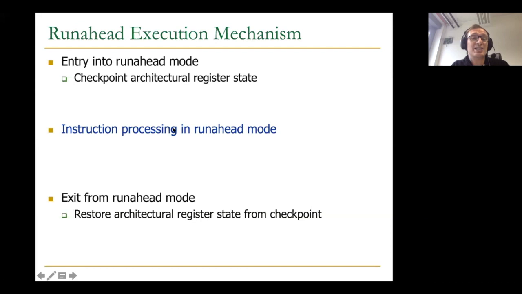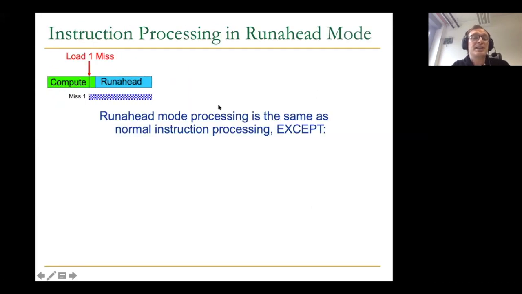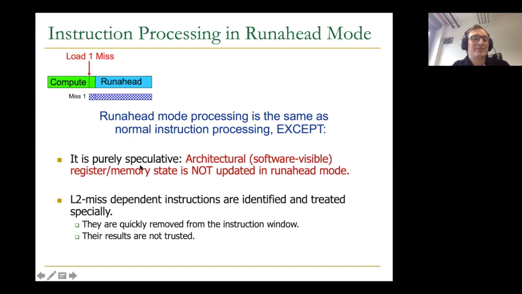So let's talk about instruction processing in Runahead mode. Basically, Runahead mode instruction processing is exactly the same as normal instruction processing, just like in the main thread, except it's purely speculative, as I said. Architectural or software visible register and memory state is not updated in Runahead mode. L2 miss instructions and L2 miss dependent instructions are identified and treated specially. They're quickly removed from the instruction window and their results are not trusted, clearly, because you don't have the value.